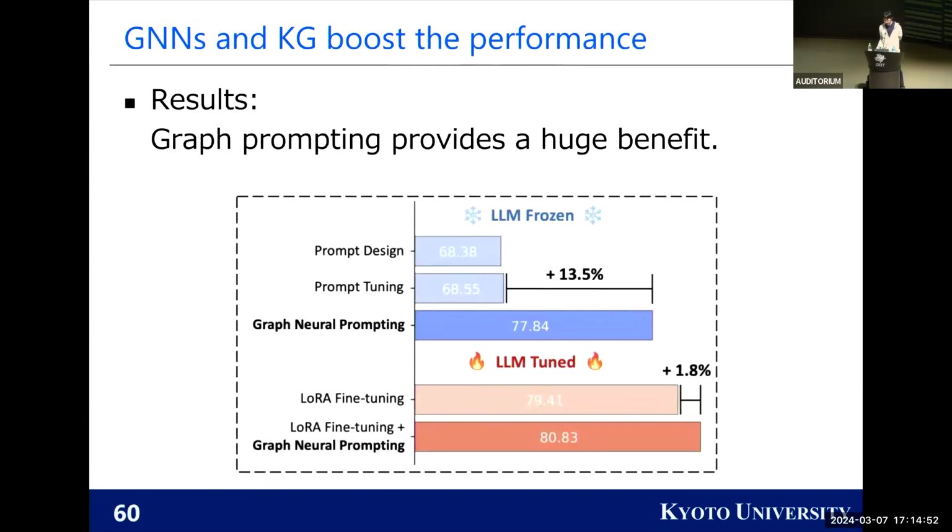And this is the result, which clearly shows the benefit of the knowledge graph and the graph prompting. It even shows a boost of more than 10% accuracy in some settings. So yeah, this shows how beneficial knowledge graphs and GNNs are in the question answering setting.